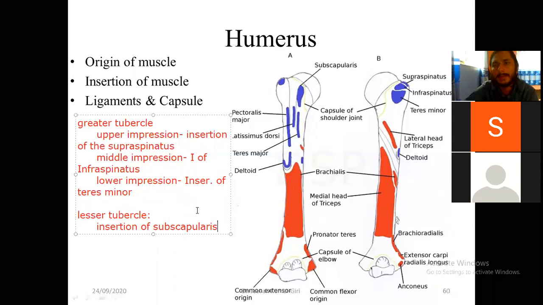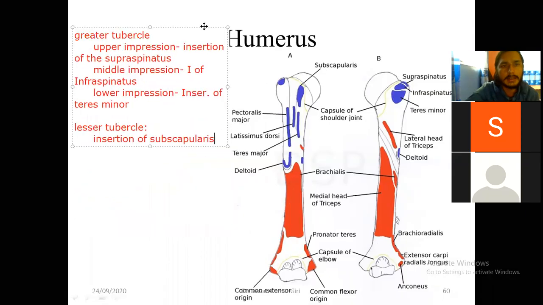Just remember. Supraspinatus muscle origin is in the supraspinous fossa. Infraspinatus origin is in the infraspinous fossa. Subscapularis origin is in the subscapular fossa. Now insertion: in the greater tubercle, supraspinatus in the upper impression, infraspinatus in the middle impression, and in the lesser tubercle there is the insertion of the subscapularis. Are you getting it? So these all are the insertions here.